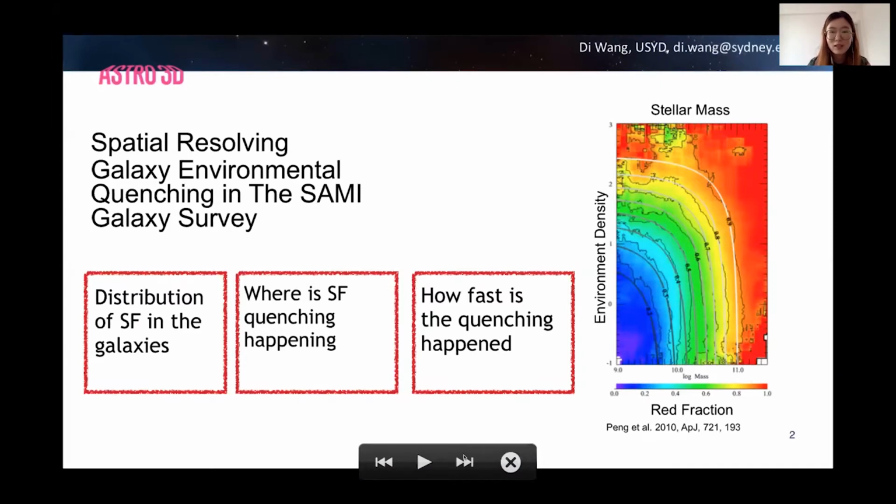A physical understanding of the star formation within galaxies remains an important goal for galaxy evolution studies. Large galaxy surveys have already shown that galaxy quenching depends on both stellar mass and environment. So I'm using the full SAMI IFU to analyze the distribution of star formation in each galaxy, to see where the star formation quenching is happening, to compare with the environmental density, and to see how fast the quenching happened by analyzing different stellar population indicators.